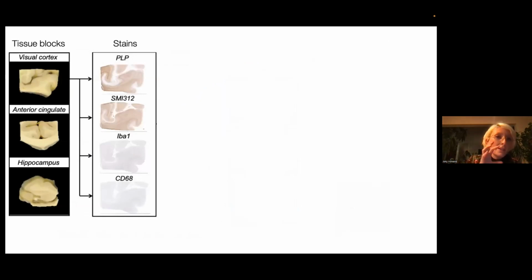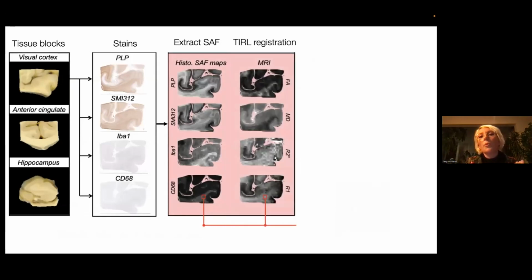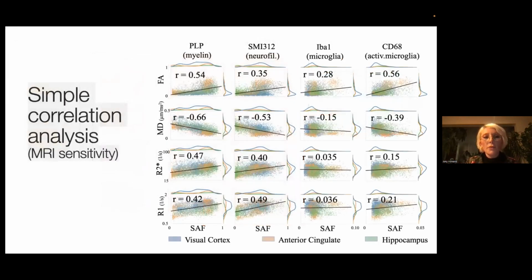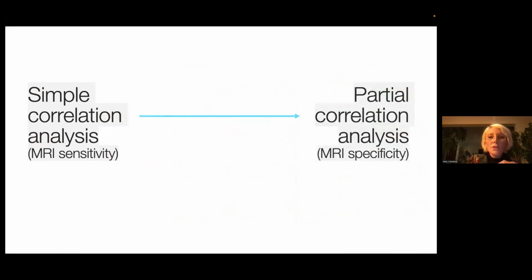In this data set, we first take our tissue blocks and stain them, and we then develop automated methods to extract the stain area fraction. We register them to the MRI using TIRL, and that allows us to perform MRI histology correlations, where each data point is a different voxel, combined across brain regions and across subjects, so that we have many voxels driving these relationships. With this data, we can perform a simple correlation analysis, where we see lots of very well-described relationships, as well as some that are perhaps a bit more surprising and echo nicely with Sylvia's talk previously, where we see DTI sensitivity to activated microglia, this biomarker of neuroinflammation.